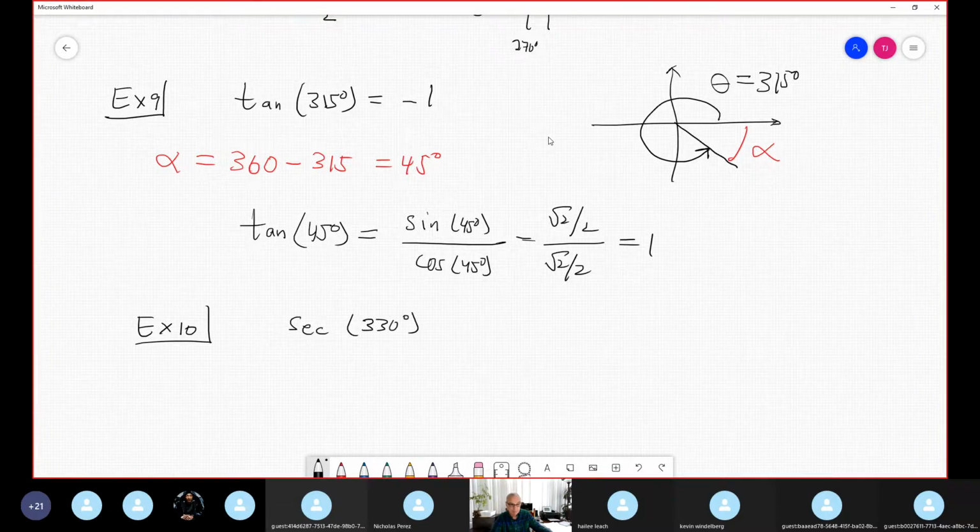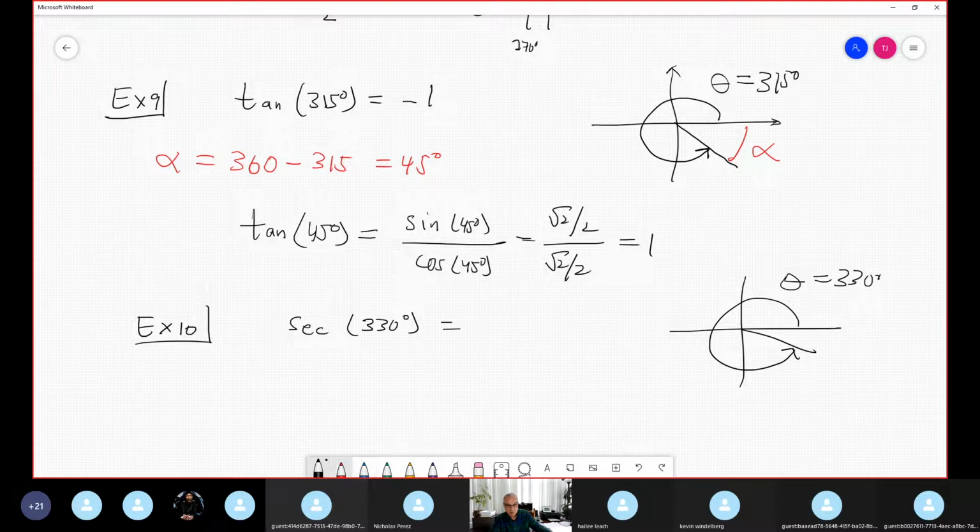Okay, secant of 330 degrees. And what quadrant does it lie in? The fourth quadrant. Again, fourth quadrant. This is theta equal to 330 degrees, and this is my alpha. Alpha is 360 minus 330. It's 30.